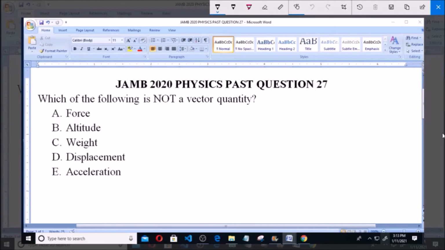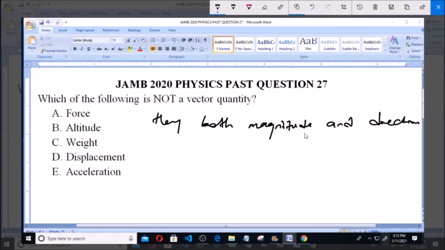Which of the following is not a vector quantity? A. Force, B. Altitude, C. Weight, D. Displacement, E. Acceleration. Now, vector quantities are quantities that have both magnitude and direction. Vector quantities are quantities that have both what? They have both magnitude and direction.